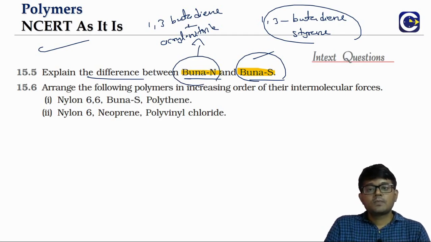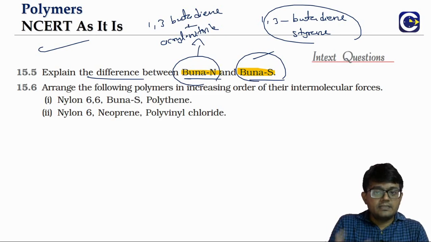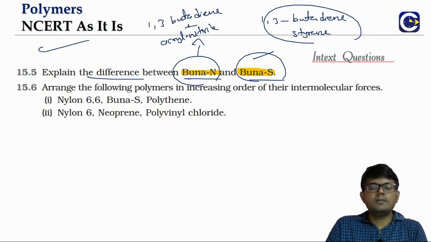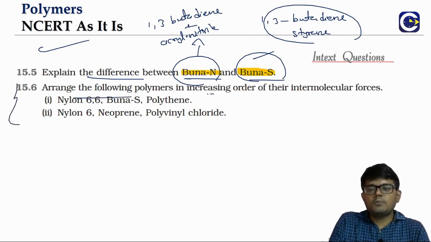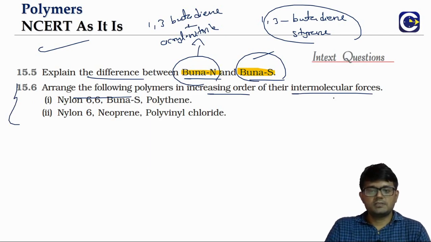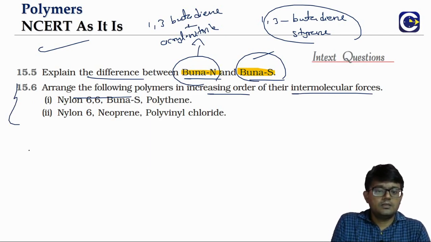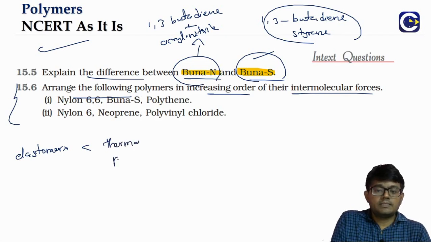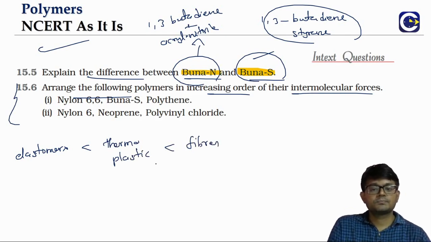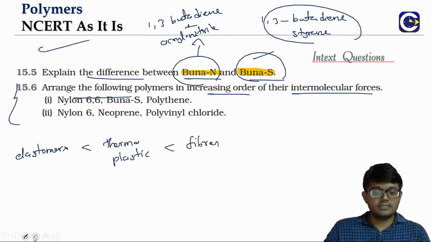So the synthetic rubber, right, it will always be able to bring in some very improvised characteristics than the natural rubber. That is the reason why we will be going for the synthetic rubbers. So look at the next question. Arrange the following polymers in increasing order of their intermolecular forces. Remember, intermolecular forces, what is the order? The order is elastomers less than thermoplastic less than the fibers. This is the order. Nylon 6,6. What is nylon 6,6? It is a fiber.